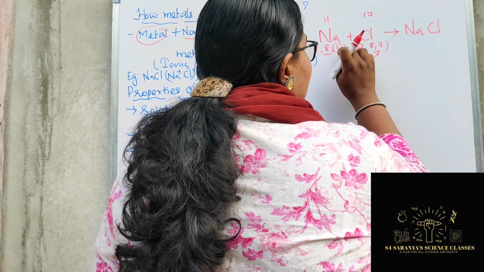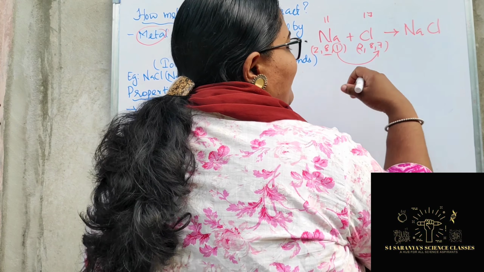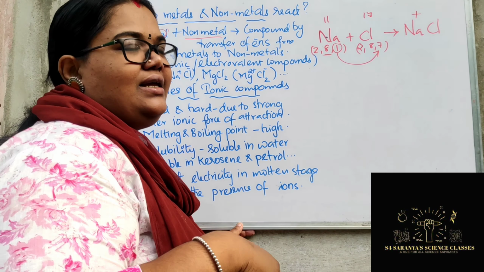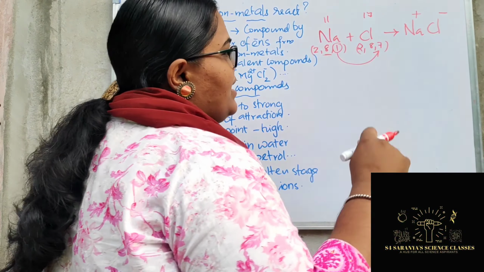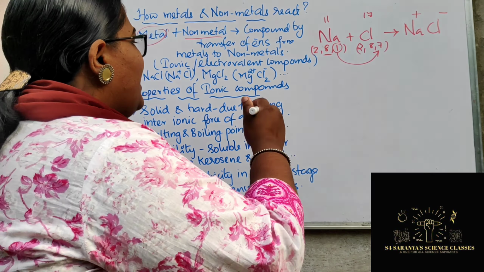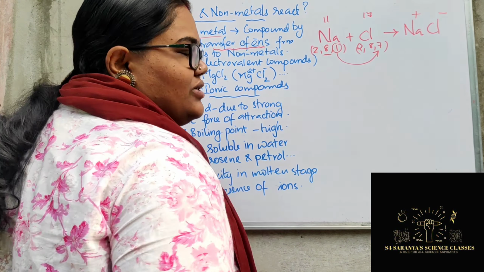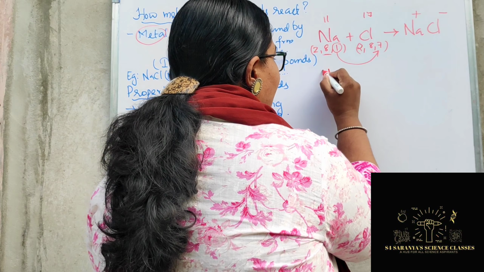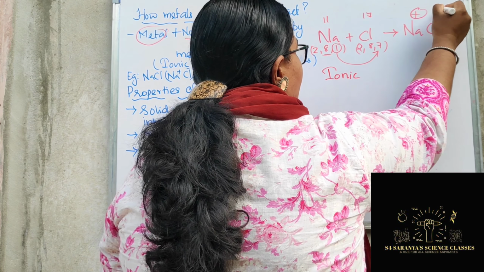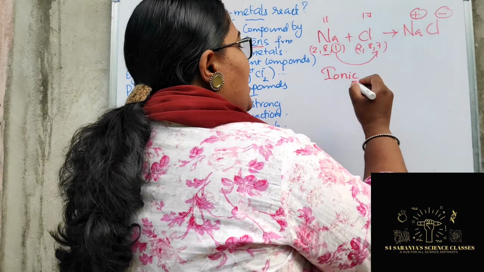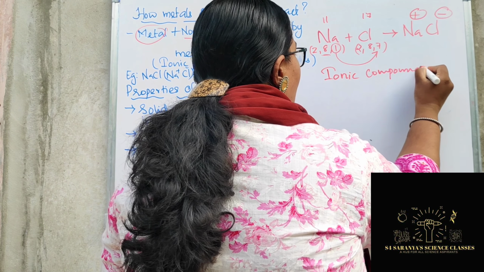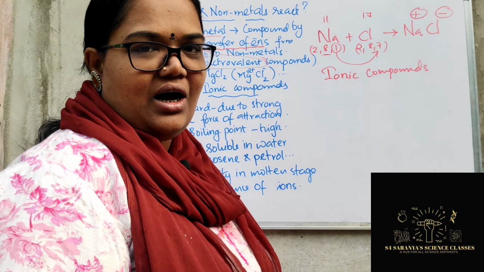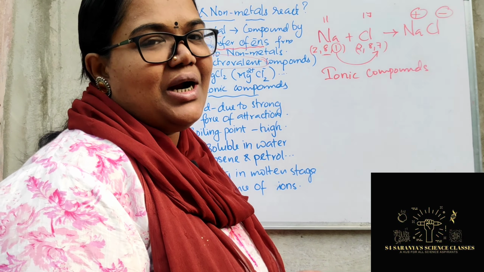So here you can see that this electron will be given to this chlorine. Whenever an atom loses an electron, it will have a positive charge. Whenever an atom gains an electron, it will have a negative charge. So they make the compound by transfer of electrons from metal to non-metal. This type of compound is called an ionic compound, ionic because ions are formed here. Charged particles are called ions. Ionic compounds, or you can even say electrovalent compounds. I hope it is clear how metals and non-metals take part in the reaction.